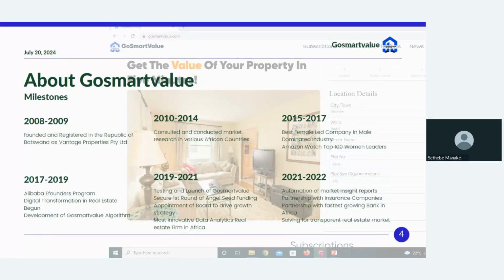Yeah, so 2010 to 2014, we were doing a bit of consulting across the different jurisdictions of the continent. Then in 2015 to 2017, we won a few awards around real estate and the work we were doing in the real estate forum. And 2017 was really the beginning of our digital transformation, or the beginning of our digital journey and the development of GoSmart Value. That started off with us being part of the eFounders program.